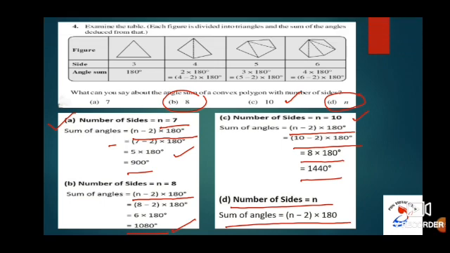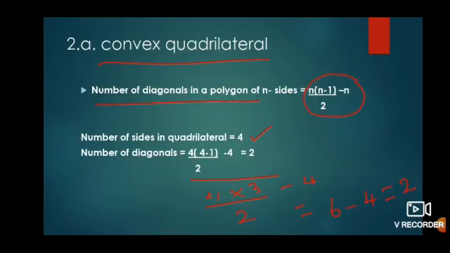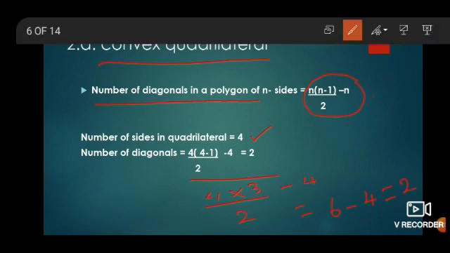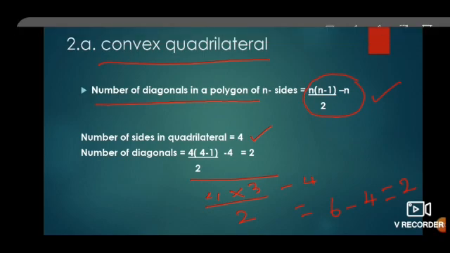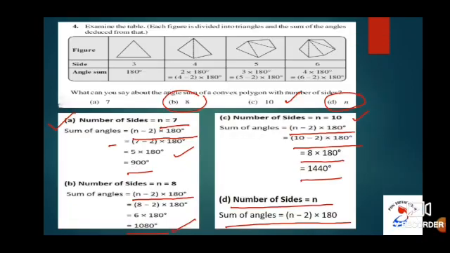So here we have learned 2 different formulas. To calculate the sum of the angles, you can use the relation n minus 2 into 180. And we have also learnt another formula to find the number of diagonals, that is n into n minus 1 by 2 minus n. So that is for the number of diagonals, and this other formula is for finding the sum of the angles when the number of sides is given, that is n minus 2 into 180.